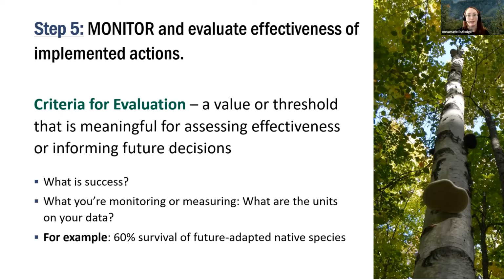So think about the units that you're using to measure your metric and what your target number is. So based on the last example, what number of surviving seedlings would represent success? In this example, we have chosen 60% survival as the criteria that we will use for evaluation of future adapted native species.